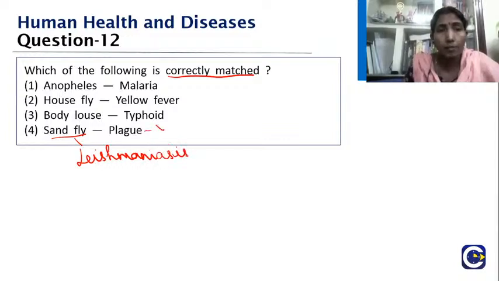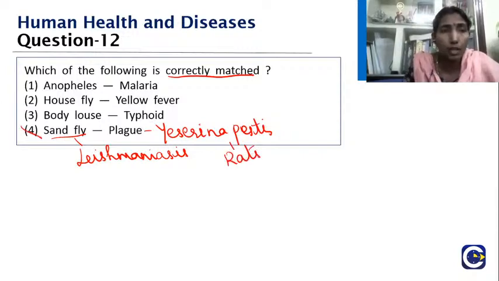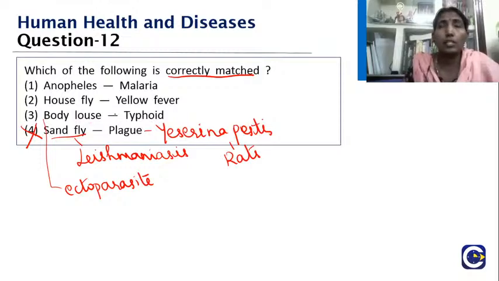What about plague? It is caused by Yersinia pestis, which is spread by rats, right? This is the flea and it is passed by the rodents. So this cannot be the option. What about body louse? It's a type of ectoparasite. Okay, so that will cause itching and other things.